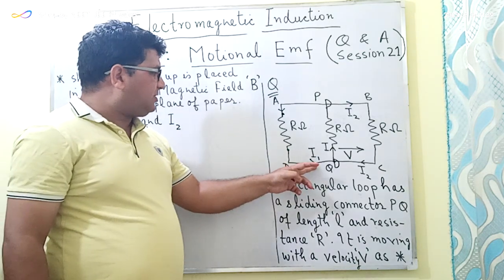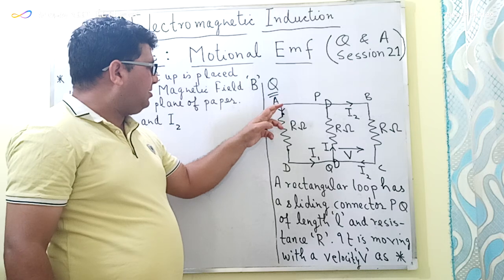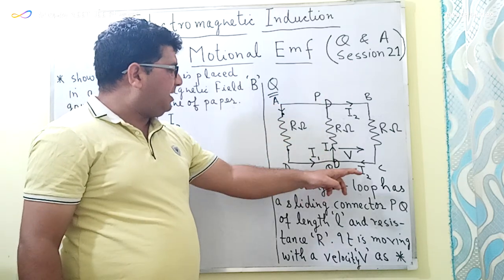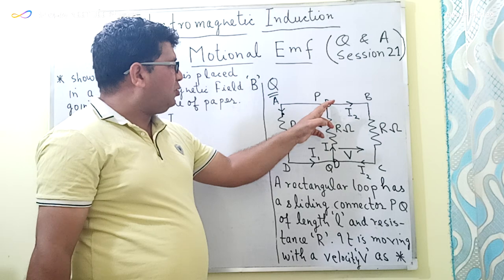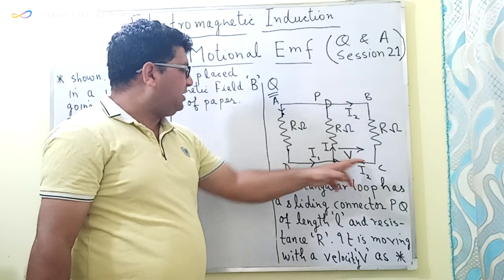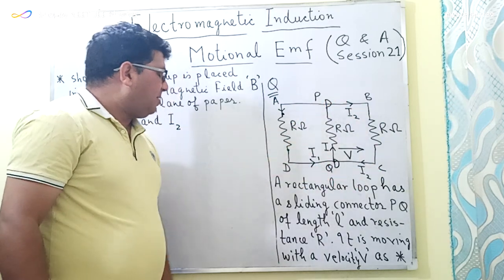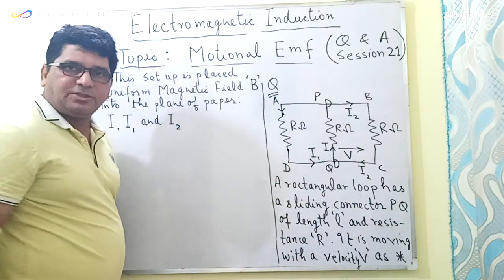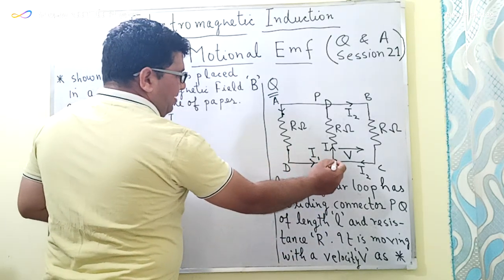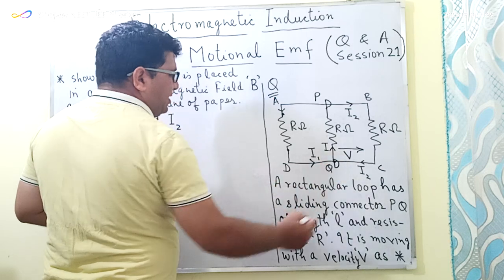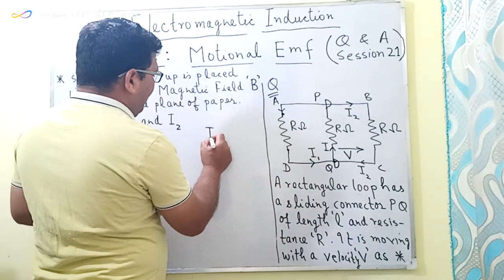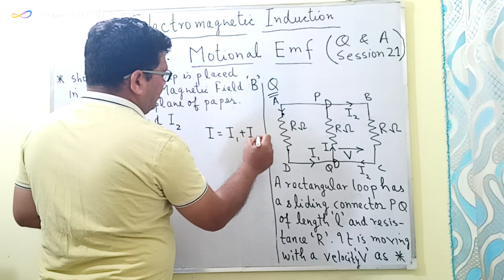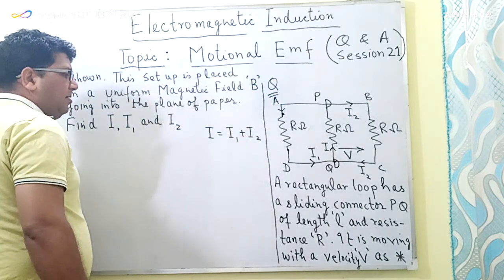Here I1 is the current flowing in the loop A, D, Q, P, A, and I2 is the current flowing in the loop P, B, C, Q, P. As per Kirchhoff's junction rule, if I apply it at this point Q, then I will be equal to I1 plus I2. This is the first equation which I am getting here.